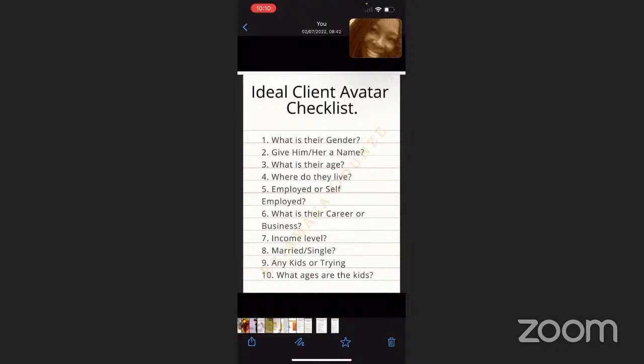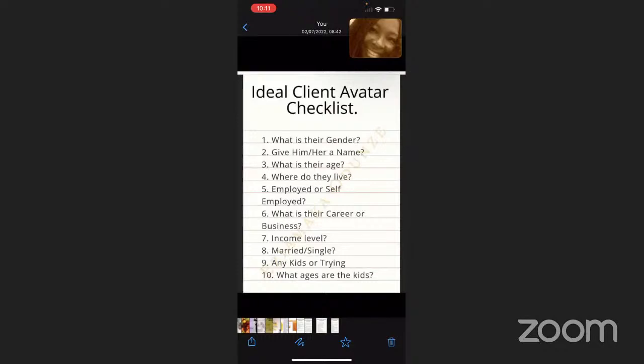So what is the agenda? That's question number 1. Please write it down. Just simply answer this question as it is. Don't try to give yes, but use your imagination. Then number 2, you need to give him or her a name. Okay, so write down the name of your ID client. And then what is the age of your ID client?